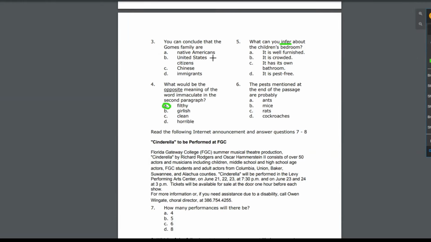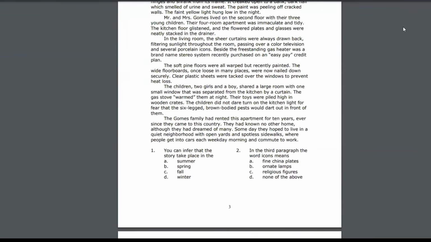It is well furnished. It is crowded. It has its own bathroom. It is pest-free. So if we go back to the paragraph that describes the children's room, it says the children, 2 boys and a girl, shared a large room with one small window that was separated from the kitchen by a curtain.